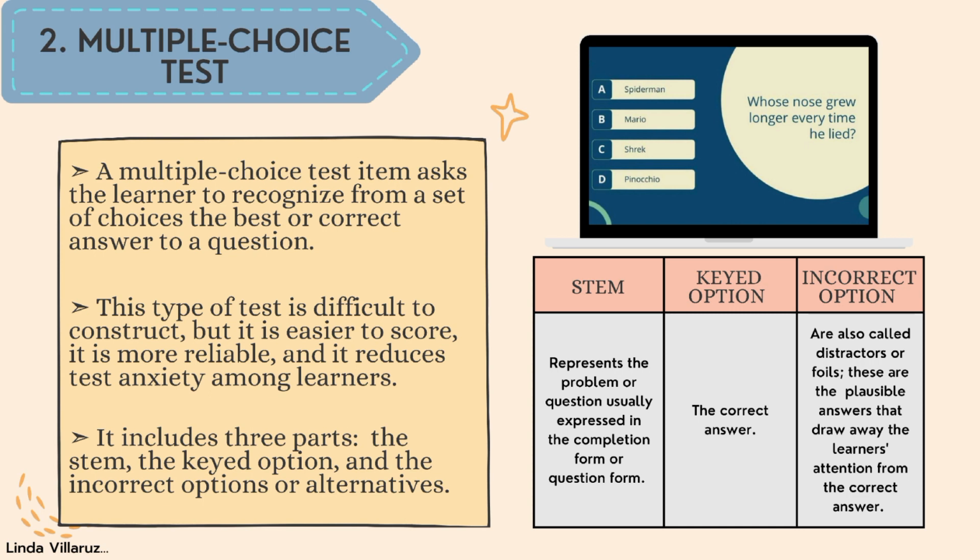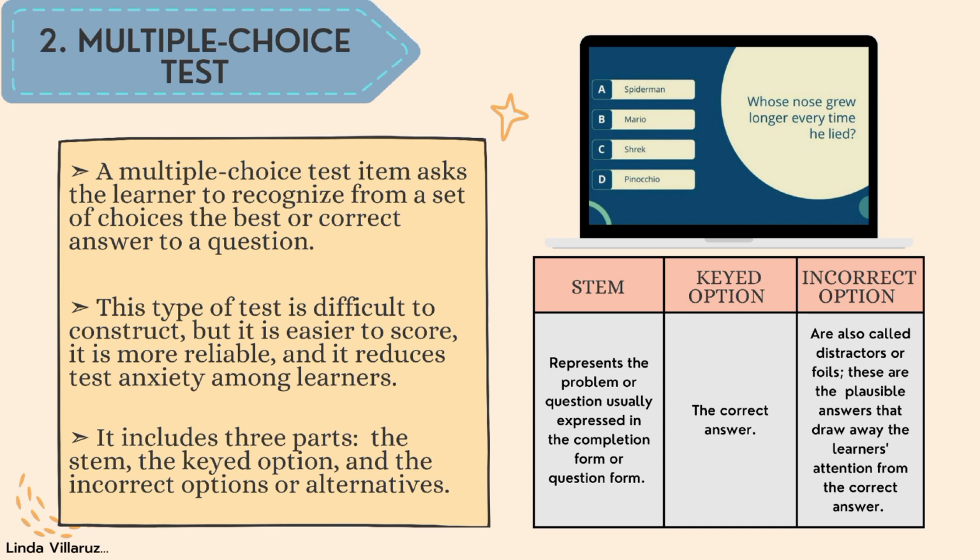Multiple choice test items ask learners to recognize from a set of choices the best or correct answer to a question. This type of test is difficult to construct, but it is easier to score. It is more reliable and it reduces test anxiety among learners. It includes three parts: the stem, the key option, and the incorrect options or alternatives.